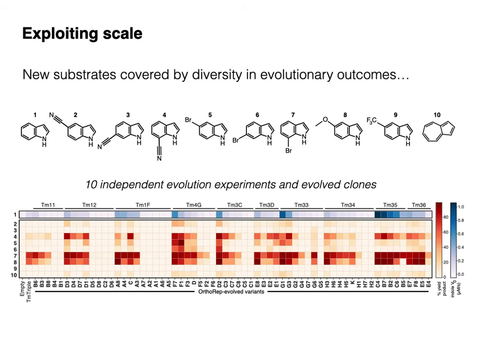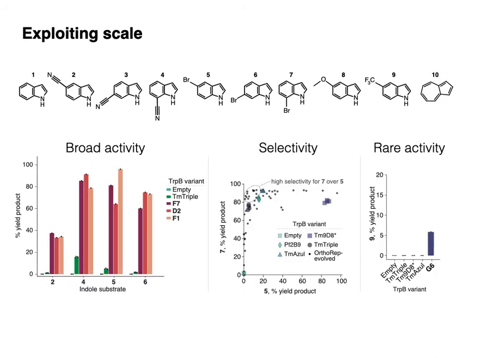What you see in this heat map are several TRPB variants taken from 10 independent evolution experiments and their in vitro performance in synthesizing tryptophan or tryptophan analogs from a variety of indole derivatives. As you see, again compared to the benchmark TM triple, our evolved variants perform quite well. And across the panel, all of the indole derivatives we tested had at least one TRPB variant that could use it to make the corresponding tryptophan analog.